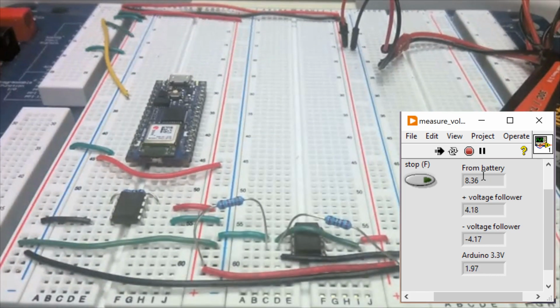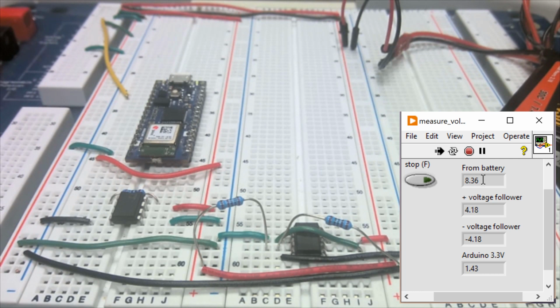Okay, so you see the battery is providing 8.36. The voltage follower is working fine. But again, the Arduino doesn't like this voltage follower feeding it. And again, this is just the IoT one. It seems like the BLE works. I don't really know the explanation for that.